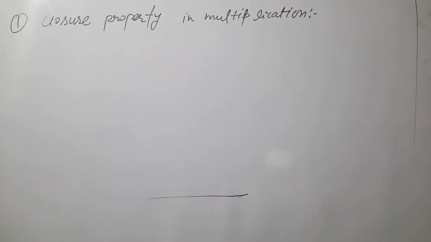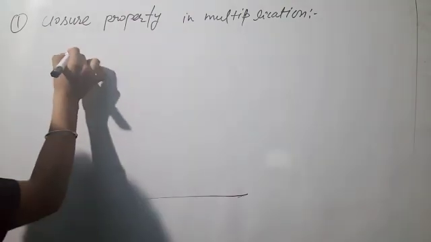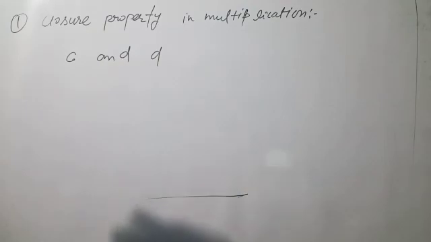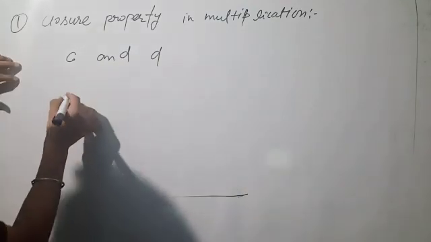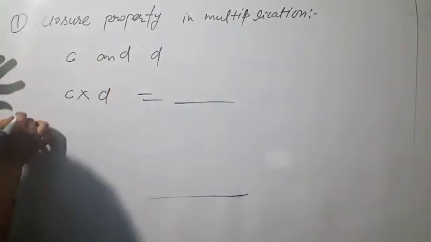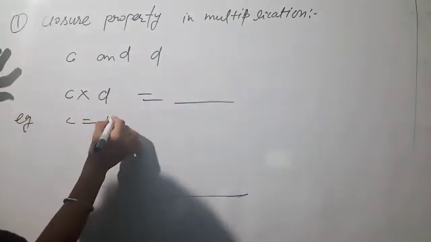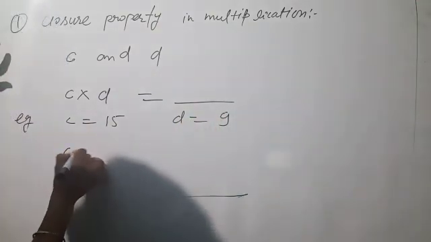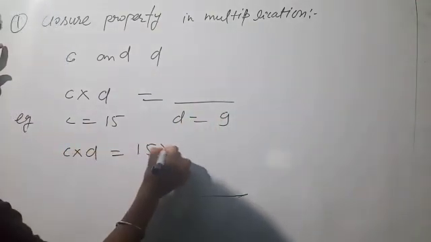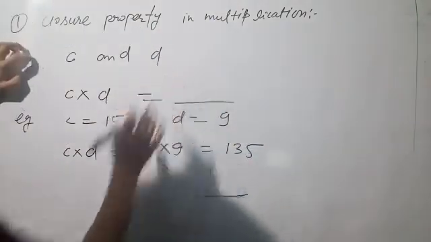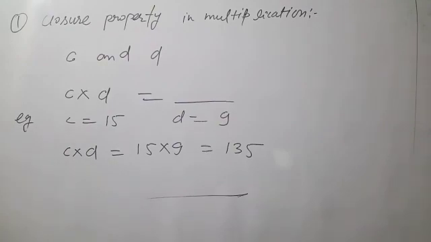If you have two given numbers, like C and D, and we want to multiply these two numbers, then we directly get the answer C into D. For example, we have C equal to 15 and D equal to 9. Then C multiplied by D equals 15 into 9, so our answer is 135. You have to do this example in your fair copy, okay?